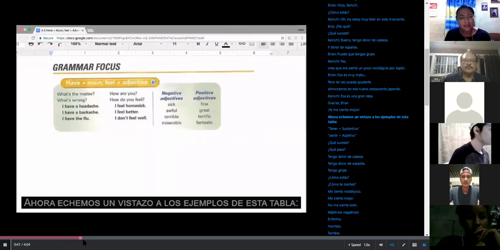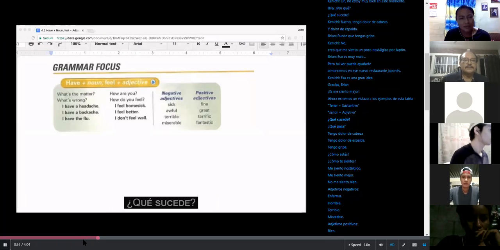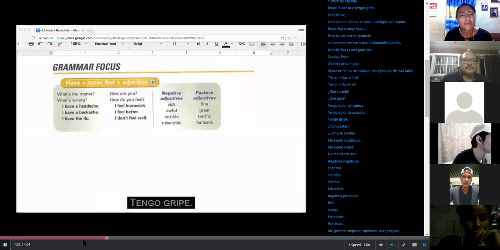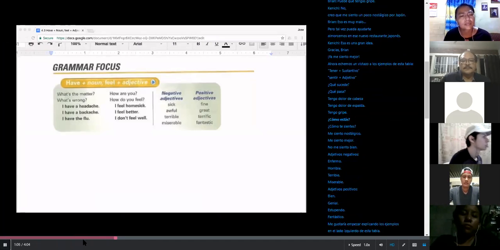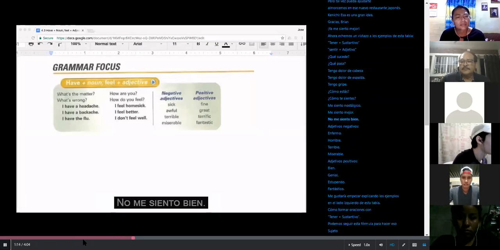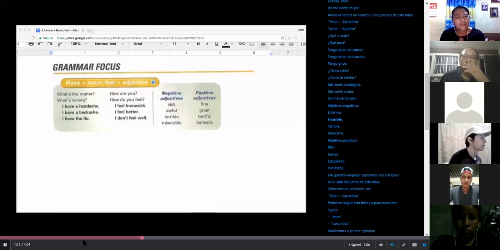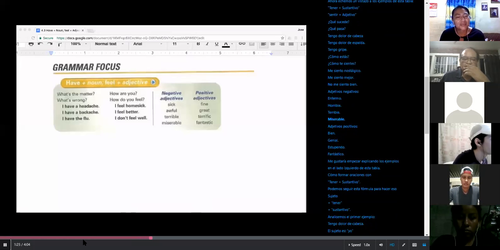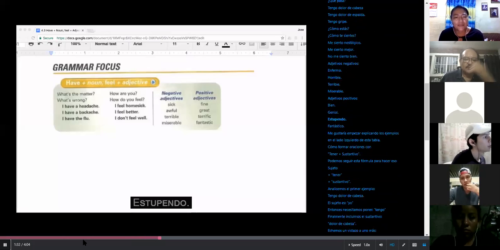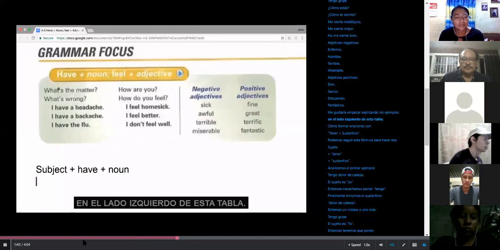Now let's take a look at the examples on this chart. Have plus noun, feel plus adjective. What's the matter? What's wrong? I have a headache. I have a backache. I have the flu. How are you? How do you feel? I feel homesick. I feel better. I don't feel well. Negative adjectives: sick, awful, terrible, miserable. Positive adjectives: fine, great, terrific, fantastic. I would like to start by explaining the examples on the left-hand side of this chart.